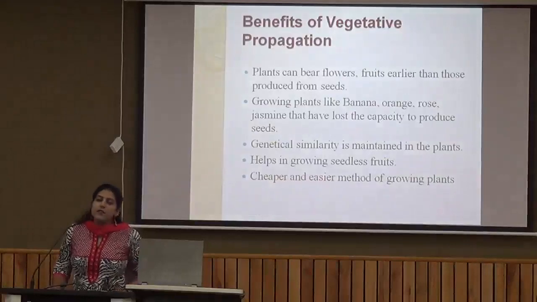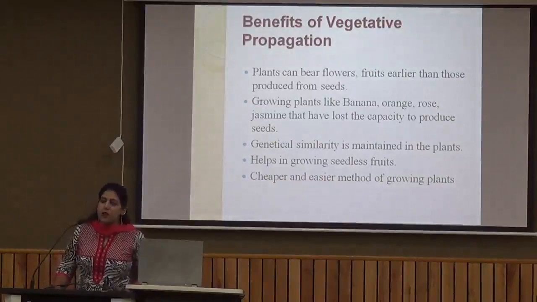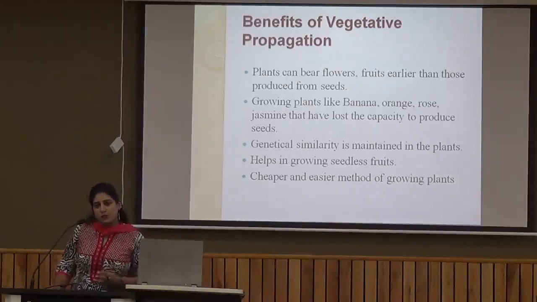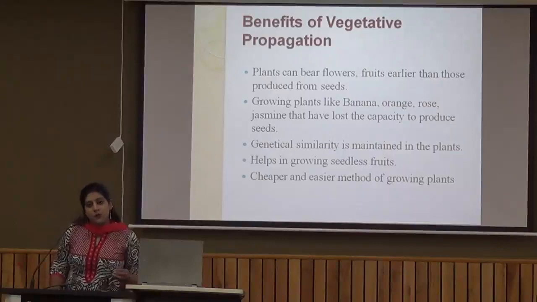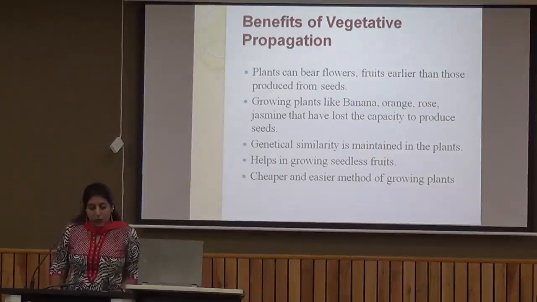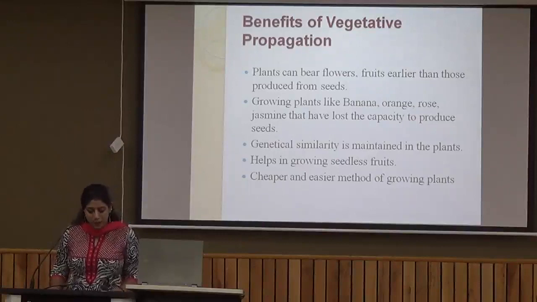So what are the benefits of vegetative propagation? It is required since we know the population is increasing, so we have to work upon it. The plants can bear flowers and fruits earlier than those produced from seeds. As you all know how a plant grows, first we sow the seed, the process of germination takes place and then the plant grows. But in this method, from a portion of an already grown plant, we grow a complete fruit and flower in a very short duration of time. Growing plants like banana, orange, rose, jasmine that have lost the capacity to produce seeds. So in short, we are getting seedless fruits.